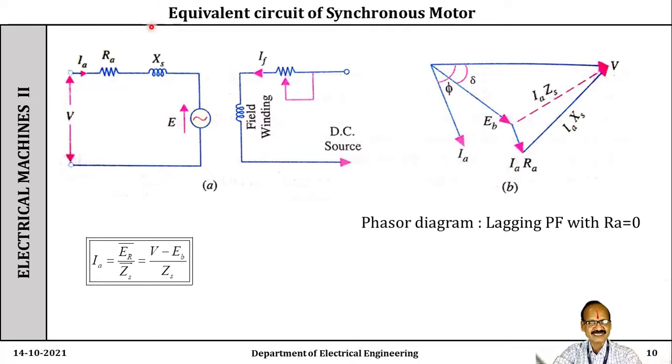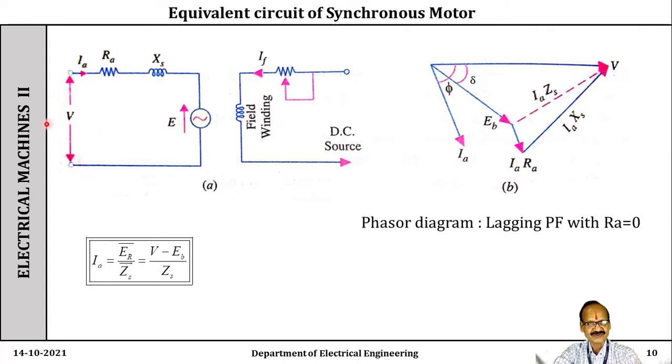Now this is the equivalent circuit of the synchronous motor. See the armature side, the armature winding parameters. Obviously it is drawn on a per phase basis. The armature winding parameters are RA, the armature winding resistance, and the synchronous reactance Xs. They are connected in series, so their combination is Zs, and it is drawing the armature current IA.